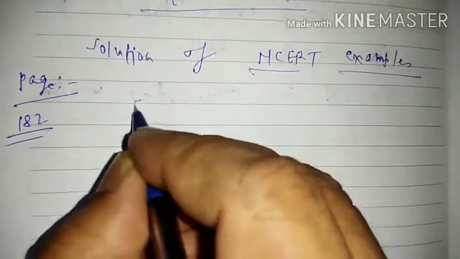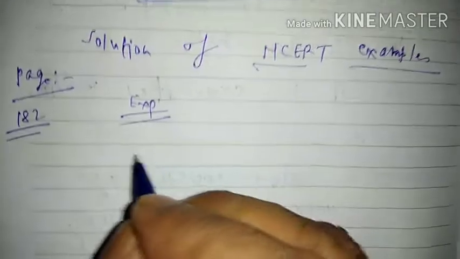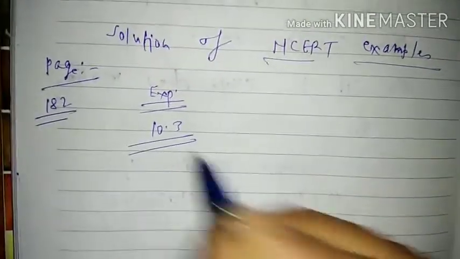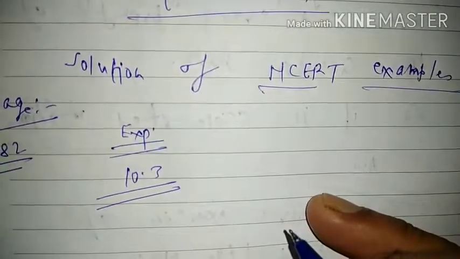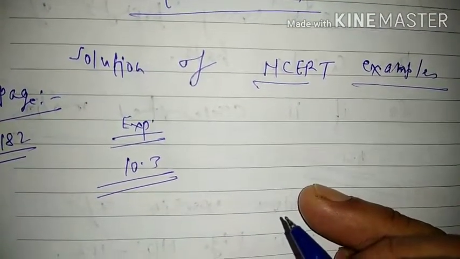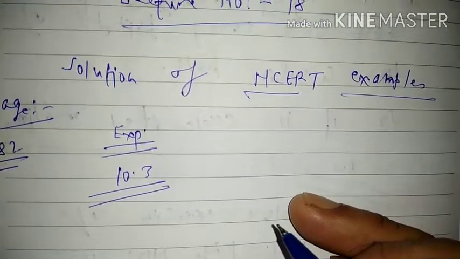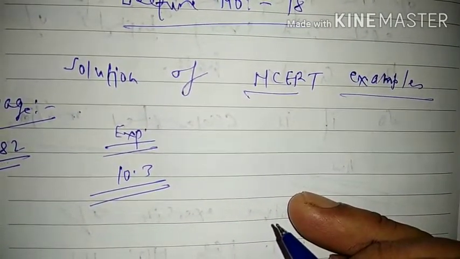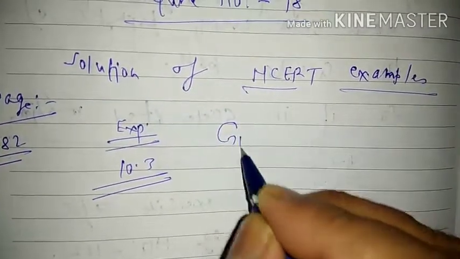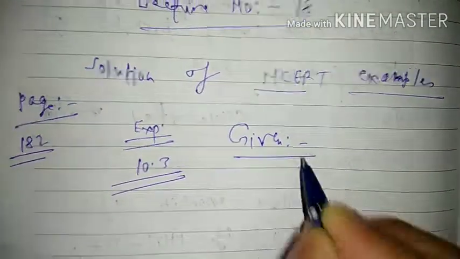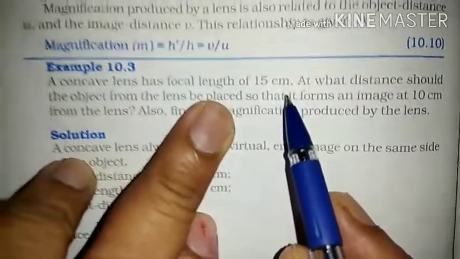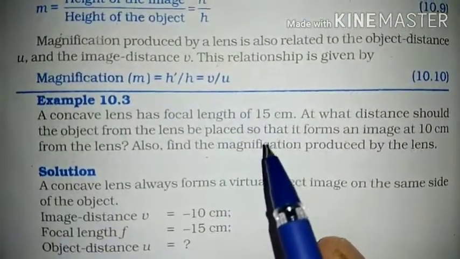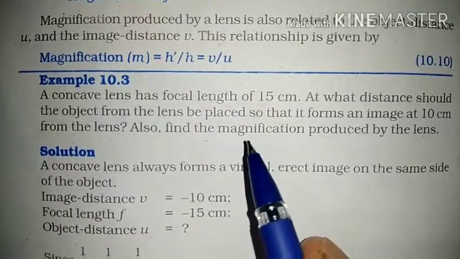See example 10.3, and according to our previous experience, first of all we collect information written in the statement of any numerical problem. So see here, what is given? Here the statement is, a concave lens has focal length of 15 centimeter, and according to sign convention, what had we seen for mirrors?